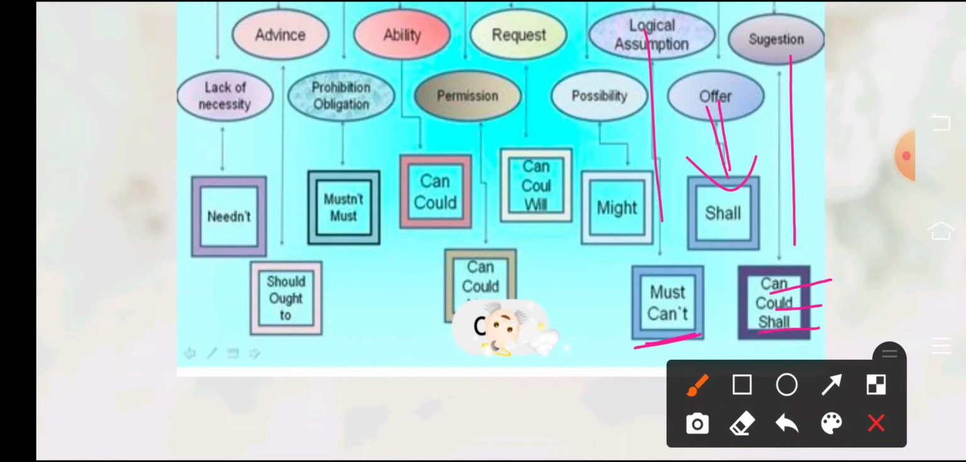Now you may be confused that ma'am is telling 2-3 options for each modality. It is based upon the options given to you in your examination and exercises; from those choices you have to take your answer. But when the options are not given, you can use any which is suitable for that particular situation. This is a very important point, you have to note it down.